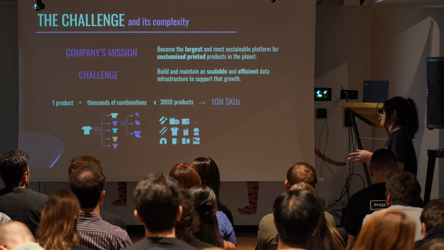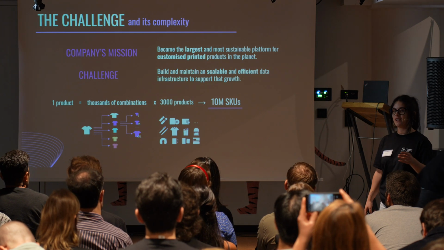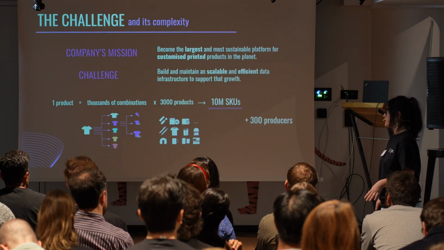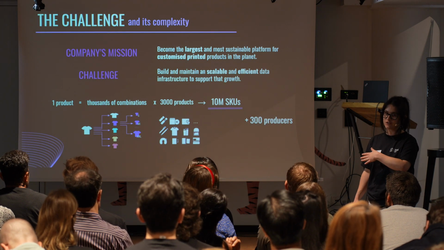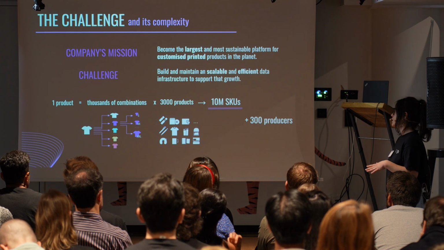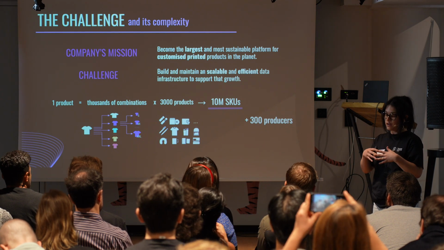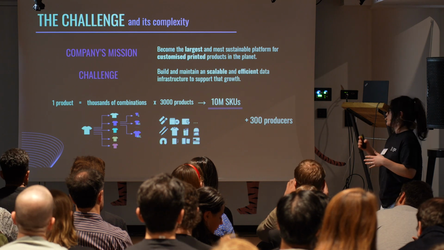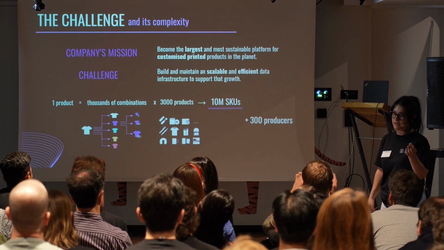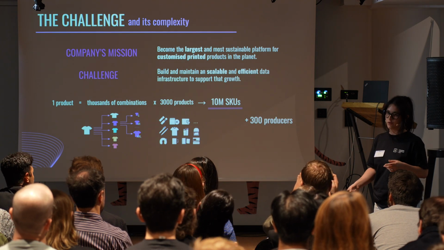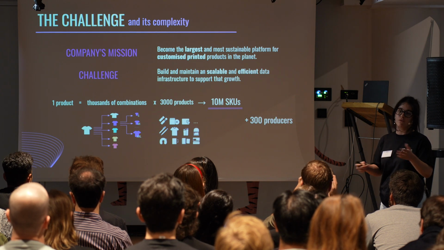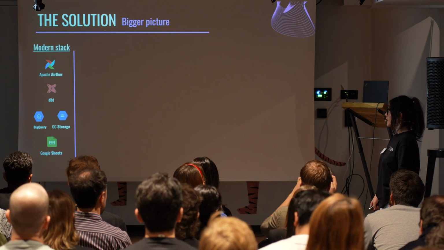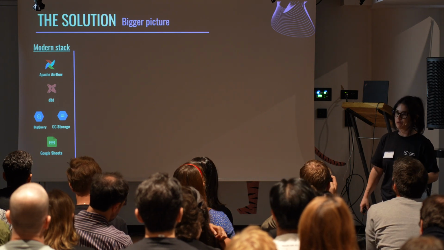So, of course, that turns out to be around 10 million unique SKUs. But also we have more than 300 producers that can produce these SKUs. So it's quite difficult. The amount of products is quite big. Also, those products vary a lot. We offer t-shirts, we offer pens, we offer bags, we offer flyers. So of course the attributes of each of these products are completely different from each other. And now I'm going to explain a little bit about the solution that we proposed.